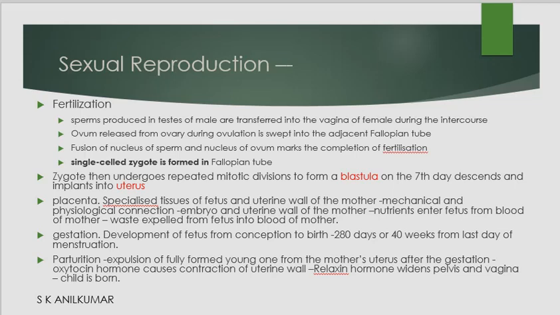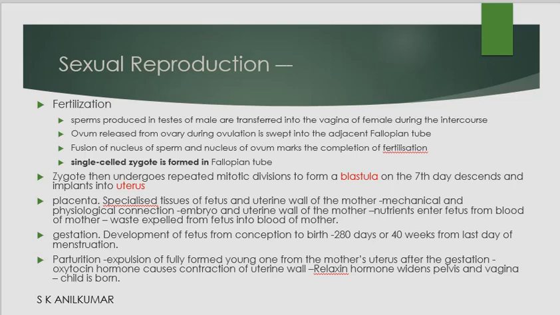Nutrients enter the fetus from the blood of the mother, and the waste expelled by the fetus into the blood of the mother also happens through this placenta. The remains of the placenta can be seen in a child when it is immediately born. It is actually cut in case of a hospital birth.